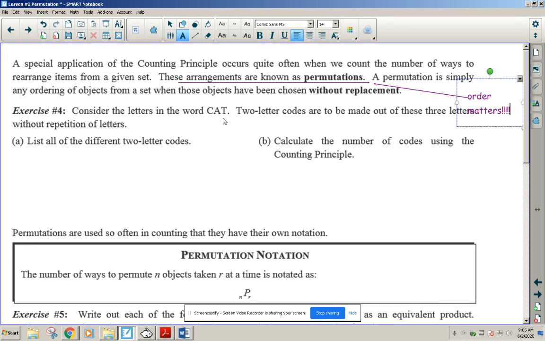Consider the letters in the word cat. There's only 3 letters in cat. 2-letter codes are to be made. List all the different codes you can make. Well, I can do that by saying, all right, I have C followed by A. I guess they use capitals, so these capitals. C followed by A.